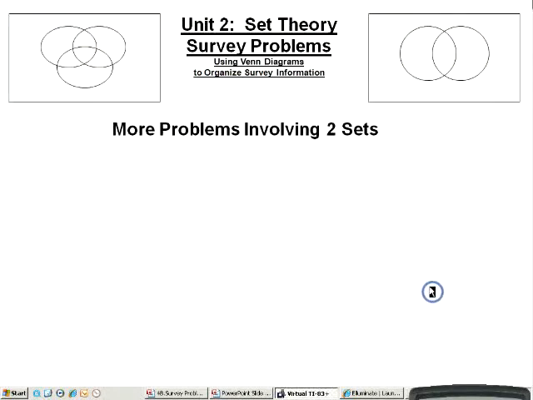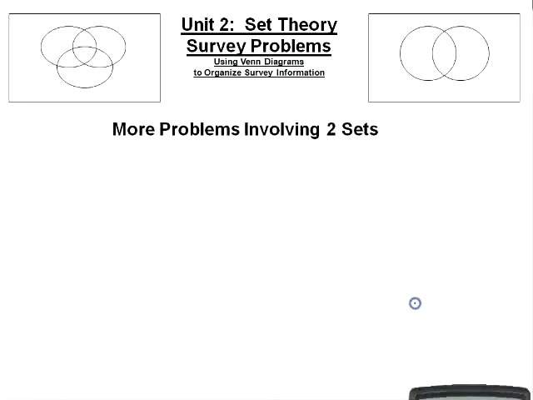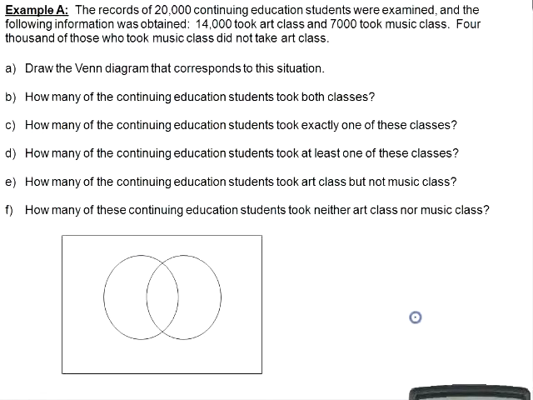In this presentation, we are going to do a few more problems involving surveys that involve two steps. Here's our first example. The records of 20,000 continuing education students were examined, and the following information was obtained. 14,000 took art class, and 7,000 took music class. 4,000 of those who took music did not take art. We're supposed to draw the Venn diagram and then use it to answer some questions.